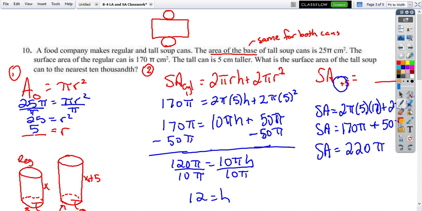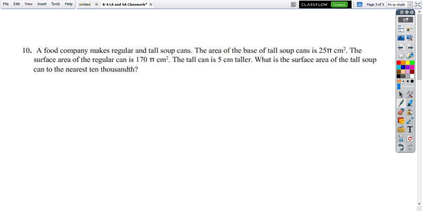All right. So a food company makes a regular and a tall soup can. The area of the base of the tall soup can is 25 pi centimeters squared. The surface area of the regular can is 170 pi centimeters squared. The tall can is 5 centimeters taller. What's the surface area of the tall soup can to the nearest thousandth? So a lot going on here.